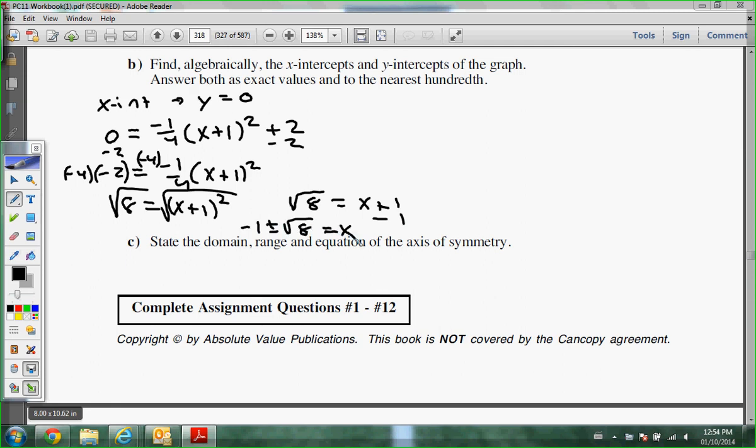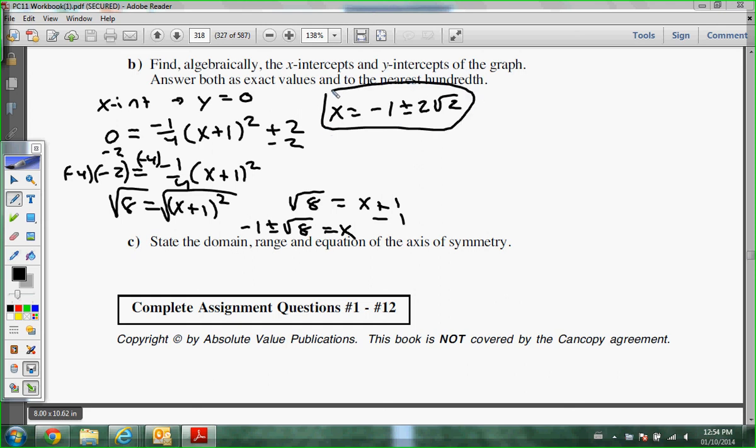You can leave it like that, or you can break the root 8 down, which we've learned how to do in our radicals. Root 8 breaks down to 4 times 2, so that would give me negative 1 plus or minus 2 root 2. That's your x-intercepts. Again, it's plus or minus because there's 2 intercepts. I'll tell you this, on your multiple choice, that's the answer that's going to be there. So if you put that on a short answer, I probably wouldn't mark it wrong. Okay, so that's my x-intercepts.